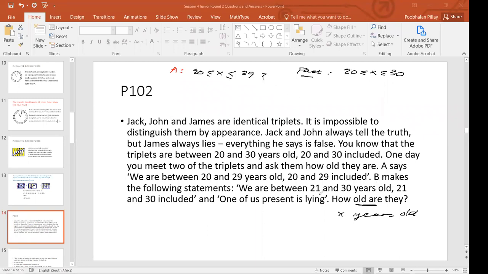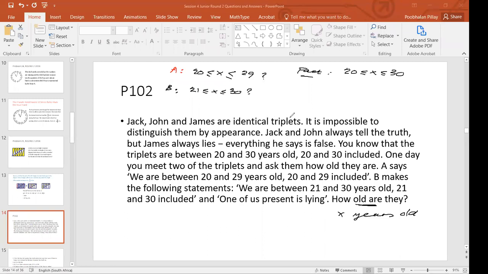Now B, he makes two statements. He says we are between 21 and 30 years old. So what does B say? He says we are between 21 and 30. And we don't know whether he's speaking the truth here.